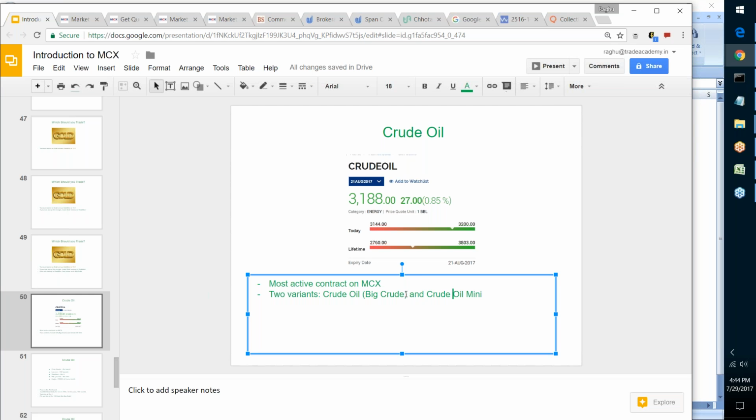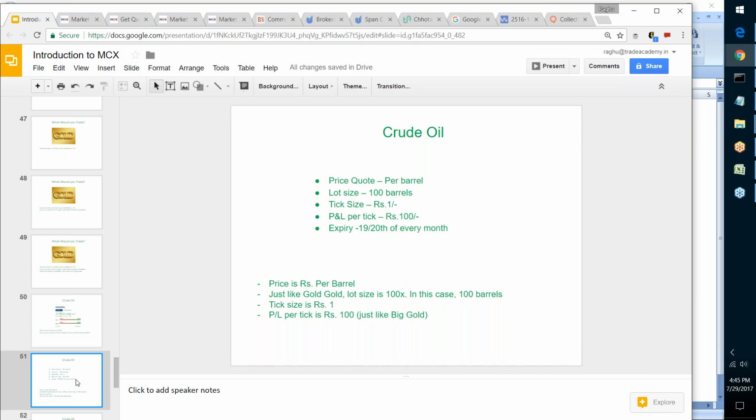Now, only Brent crude oil is traded in India. So this is incorrect. This is going to be Brent and WTI. Okay. So now there are 2 different types of contracts traded on the MCX. The best way to look at this, what helps me look at crude oil, is that it's just like gold. Gold has a big gold and a gold mini. So crude oil is going to have a big crude oil, and it's going to have crude oil mini. So it's called crude oil and crude oil mini.